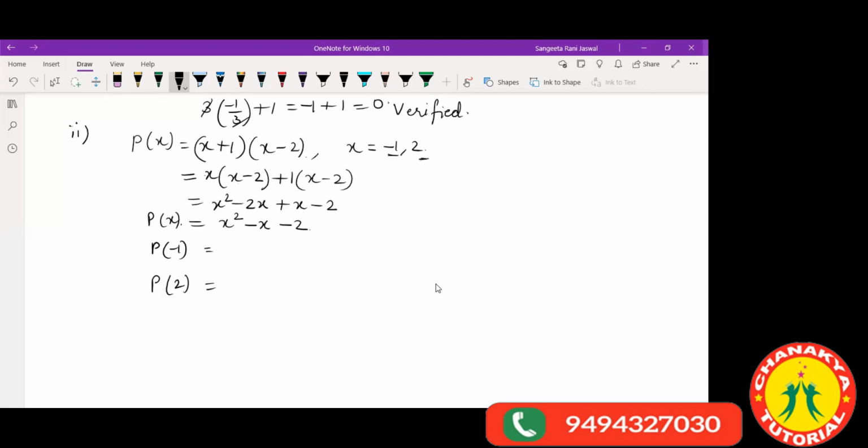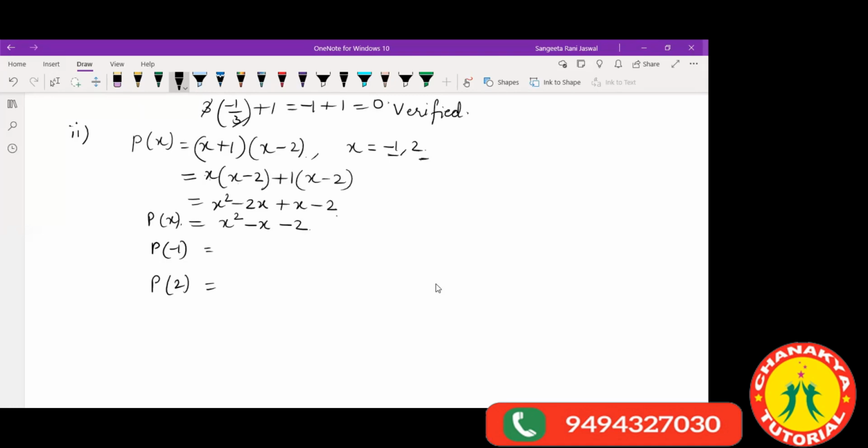We will multiply them. First, this x will multiply with the whole of this term, x multiplied by (x minus 2), and plus 1 multiplied with (x minus 2). So we have x square minus 2x plus x minus 2.